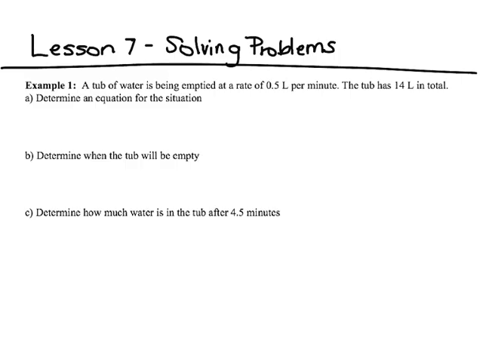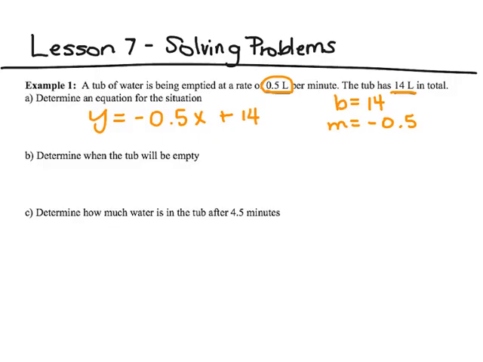First, a tub of water is being emptied at a rate of 0.5 liters per minute. The tub has 14 liters in total. We want to determine an equation. Because we're starting with 14, that would be our y-intercept. Because it has a rate of 0.5 and it's emptying, our slope would be minus 0.5. So we put it into y equals mx plus b. We have y is equal to negative 0.5x plus 14. That is our equation.